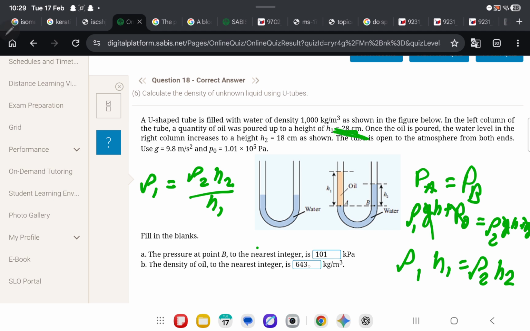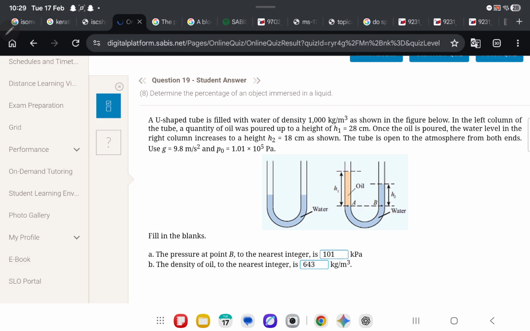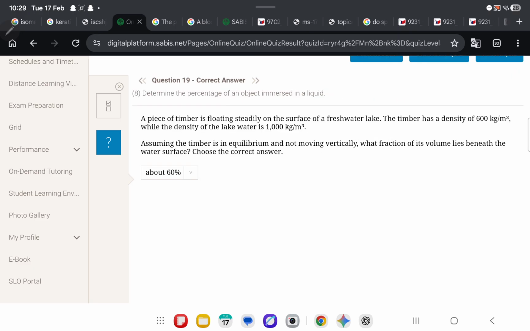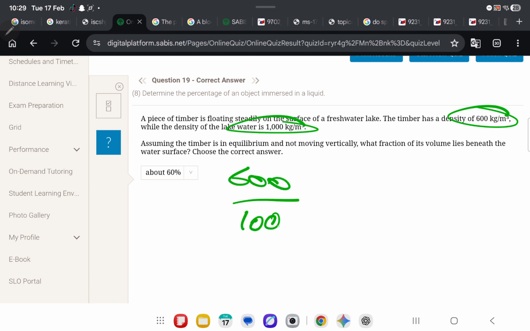Okay, question 19. A piece of timber, why? Like, who cares? is floating steadily on the surface of a freshwater lake. The timber has a density of 600 kilogram per meter cubed, while the density of water is 1000 kilogram per meter cubed. Assuming it's in equilibrium and it's not moving vertically. Okay, I'm going to give you a trick. Do the density of this over the density of this. You're going to get 600 over 1000 times 100. Cancel the zeros. You get 6 times 10, 60%.